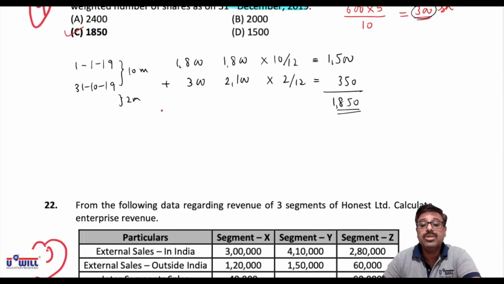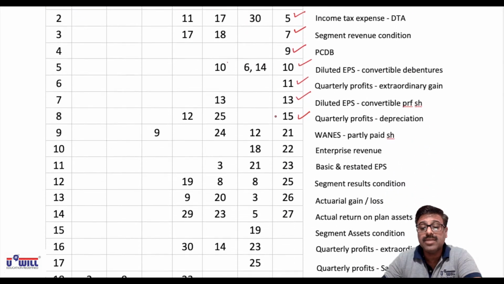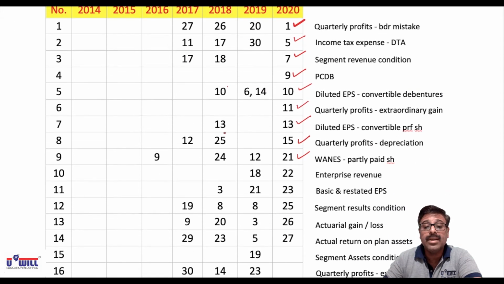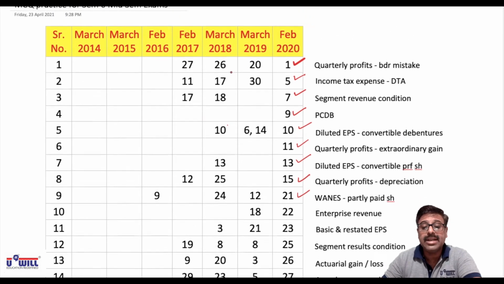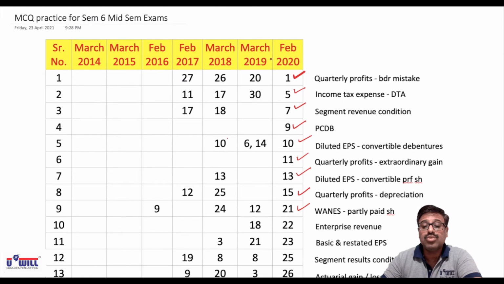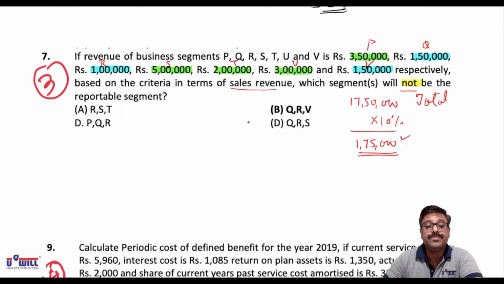Now, similar to this, you have questions, so you can try. February 2016, this one I have done over here, question 21. February 2016, you can try question 9. March 2018, you can try question 24. March 2019, you can try question 12. Now look at 22nd question.